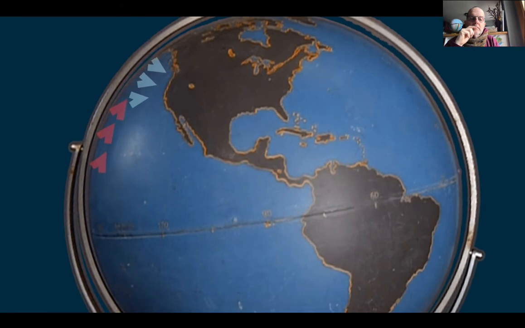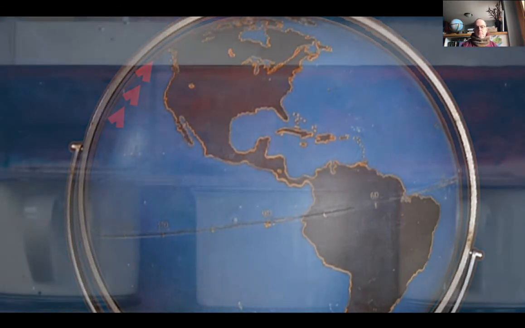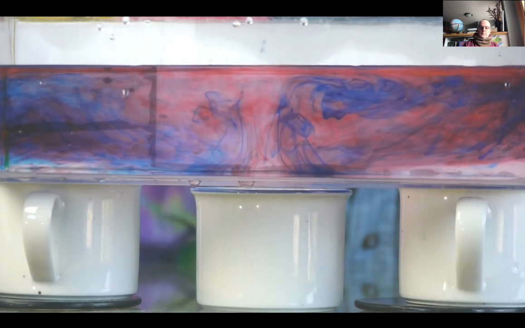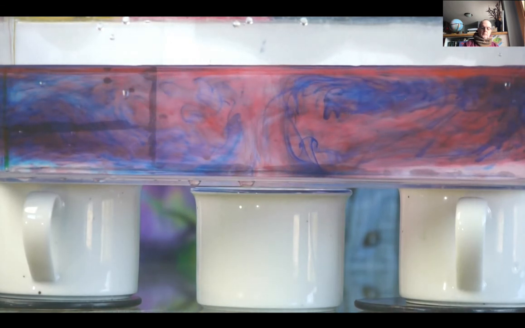As water sinks at the North Pole, for example, water has to flow up from southern regions to take its place. And these currents travel around the globe, some of them taking 1,000 years to complete their course.